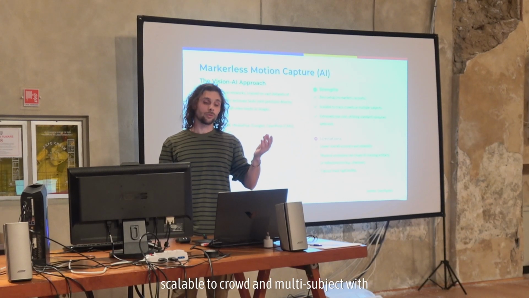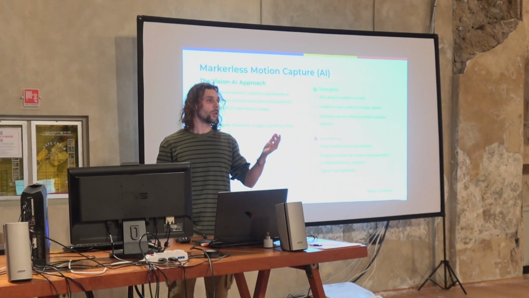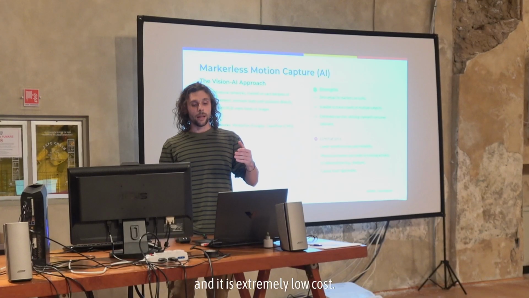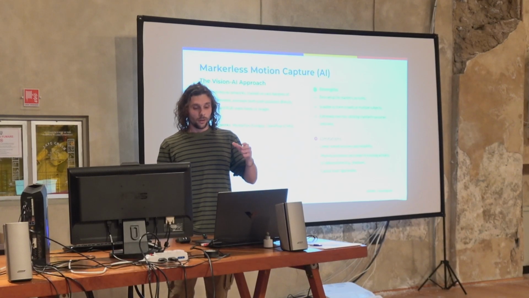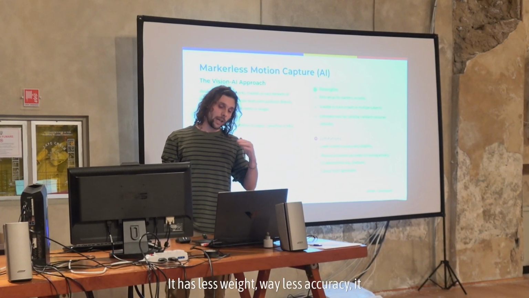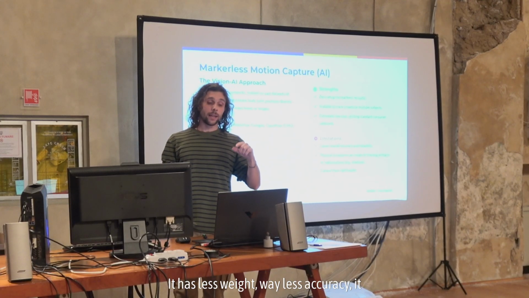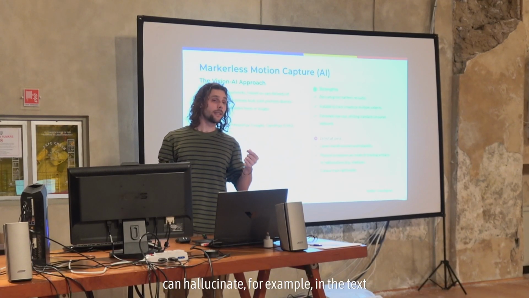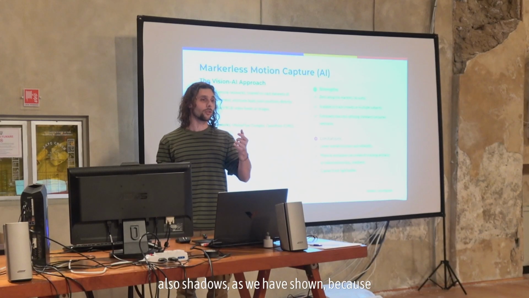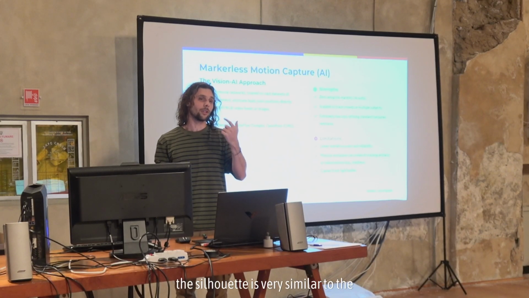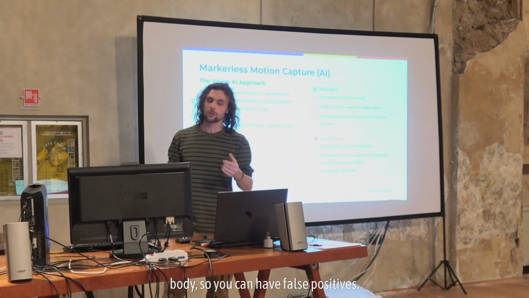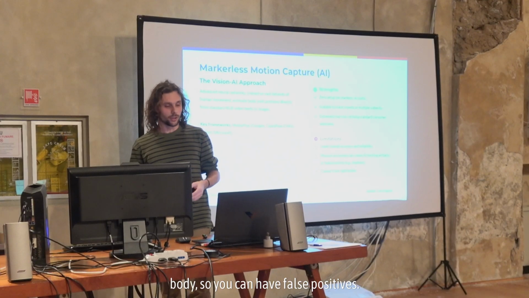It is scalable to crowd and multi-subject with OpenPose, for example, and it is extremely low cost. It has way less accuracy. It can hallucinate. For example, it also detects shadows as a person because the silhouette is very similar to the body, so you can have false positives.